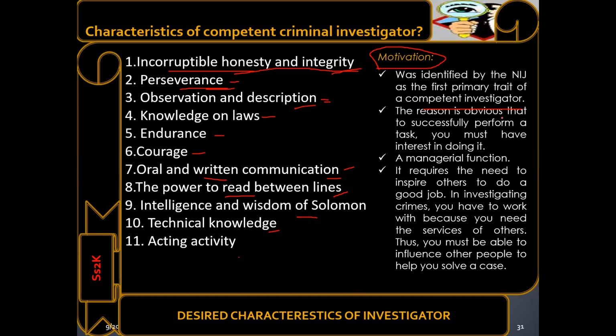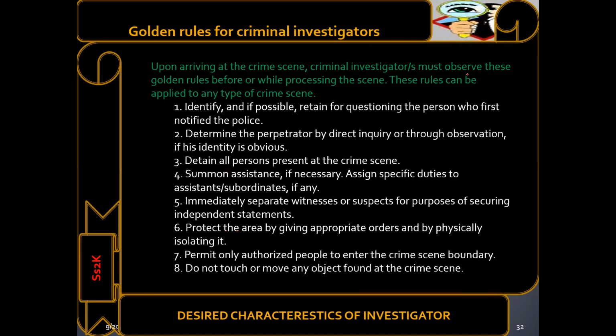Motivation. So the reason is obvious: to successfully perform tasks, you must have an interest in doing it. Okay? It is also a managerial function. It requires the need to inspire others to do a good job. In investigating crimes, you have to work because you need the services of others. Thus, you must be able to influence other people to help you solve a case. So according to the National Institute of Justice, the number one characteristic that the investigator should have is motivation. Okay?